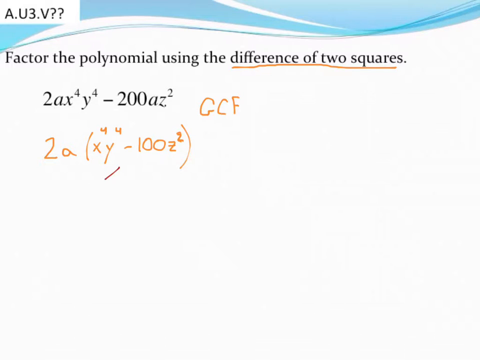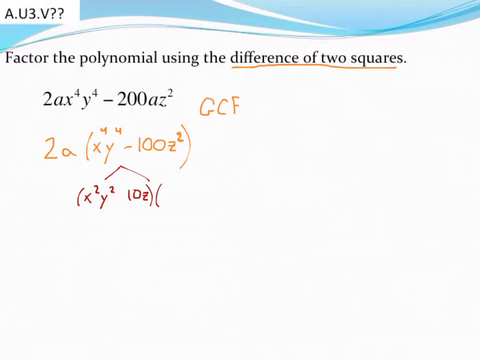So the way this will factor into difference of two squares, I like to do those little marks to kind of show what I'm splitting this into. If I take the square root of x to the fourth, y to the fourth, like I said, it's kind of like dividing that exponent by 2. So I'd be left with x squared y squared. And then if I take the square root of 100z squared, I'd be left with 10z.